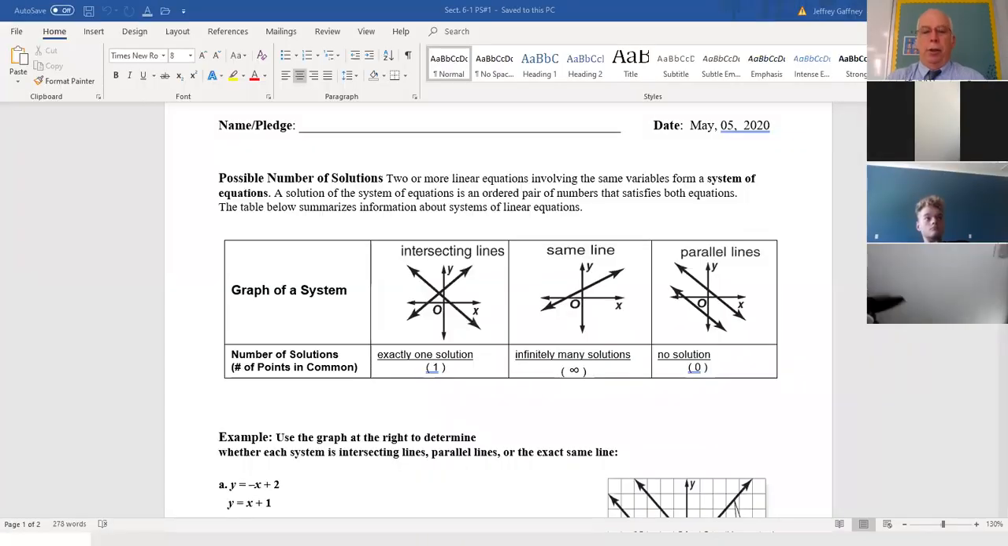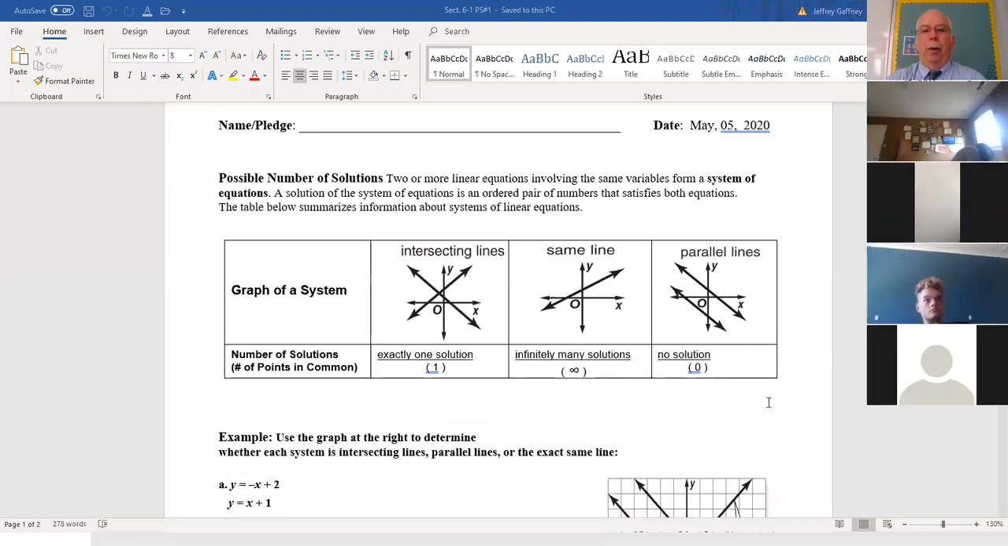As a review, on Tuesday we started chapter 6, and we started systems of equations, and you had a couple of problems to do. A couple of you had written me about the homework. There was no Dropbox for that. I didn't collect it or grade it, okay?